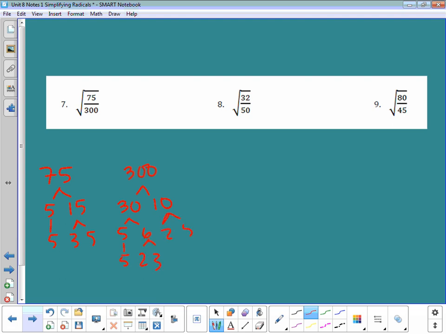10 is 2 and 5. Those are already done. And now I'm going to make my lists. This is the same thing as the square root of 3 times 5 times 5 over, I need all of these factors there, 2 times 2 times 3 times 5 times 5. So now let's see what we can take out.